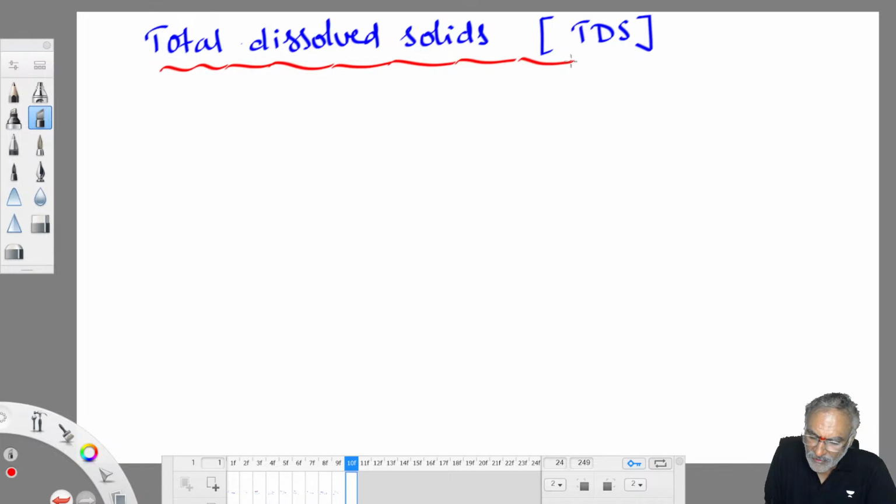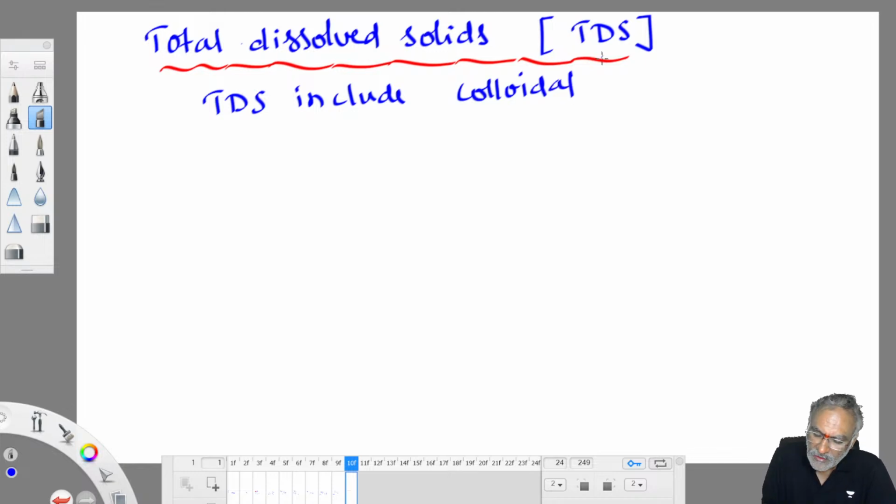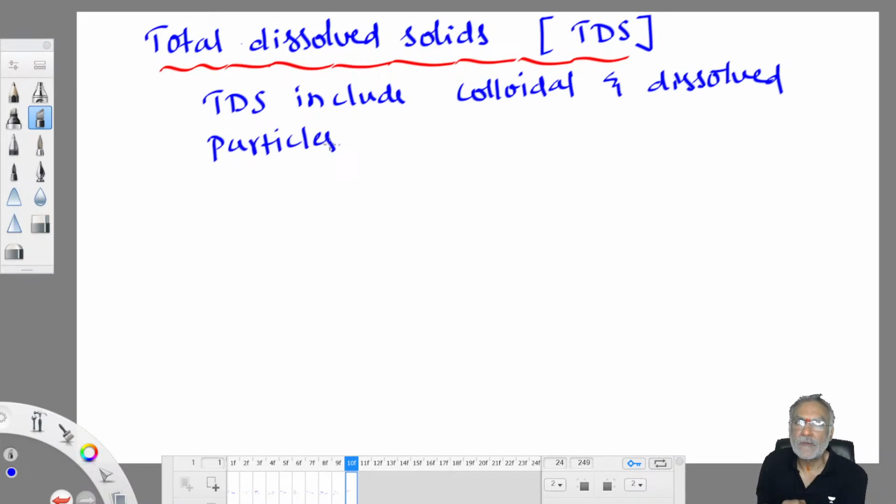This TDS includes both colloidal particles and dissolved particles. Colloidal and dissolved particles, both put together, are known as TDS. It is too difficult to separate colloids from dissolved particles. Therefore, both of them together we work out. It is known as total dissolved solids. Both of them are micro. They are not visible to the naked eye.